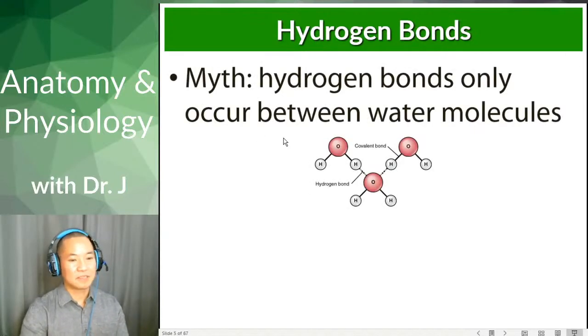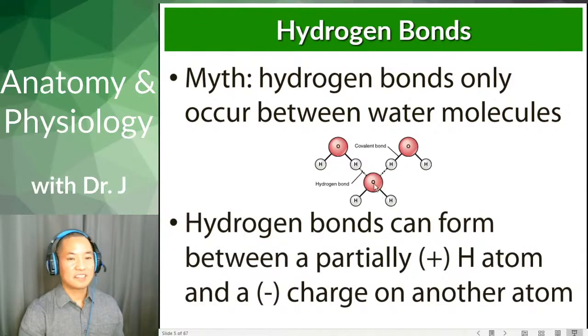Another common misconception is that hydrogen bonds only occur between water molecules. Hydrogen bonds are not exclusive to water. Other molecules can form hydrogen bonds. A hydrogen bond is not an actual transfer or sharing of electrons. It's due to the attraction of partial positive charges on hydrogen to negatively charged or partially negatively charged atoms. So it's not really sharing electrons, it's a positive-negative attraction.